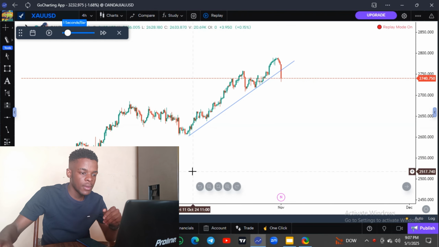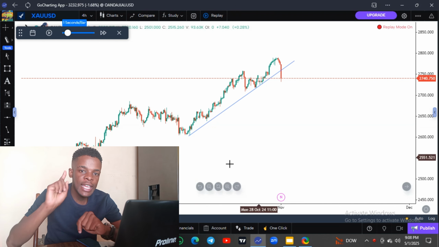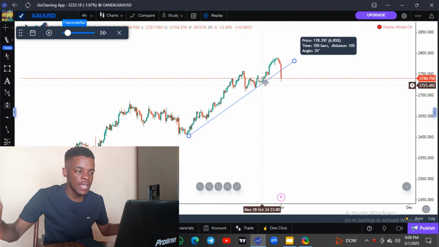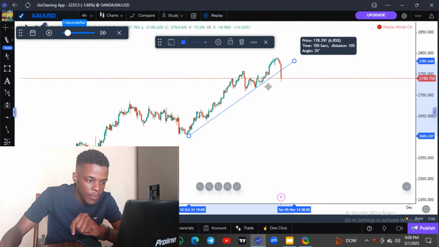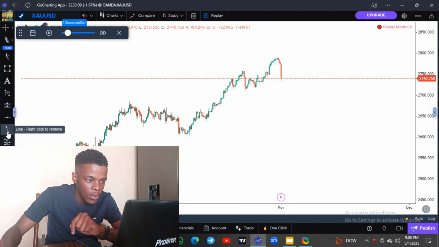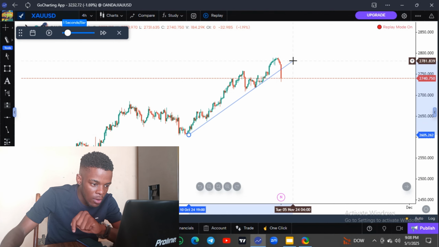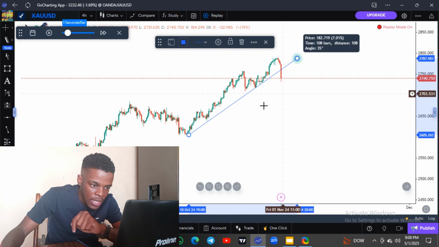So point number one, when you're drawing, it should have two touches or more. If it has one touch, it's invalid. So as you can see here, let me just try it again. If you can see here, we have our first touch here. Then there is our third touch.